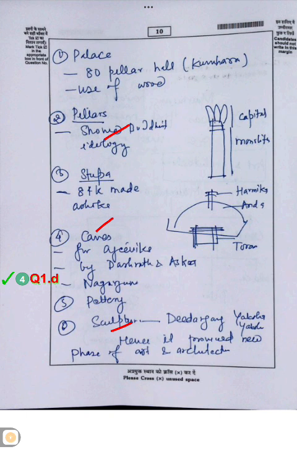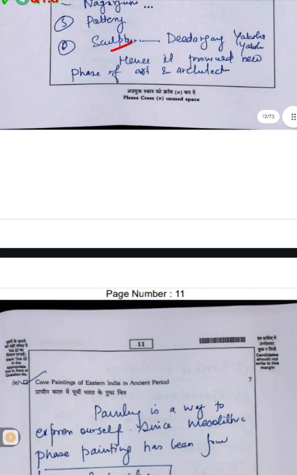Palace: 80-pillar hall, Kumrahar, use of wood, pillar. Buddhist ideology: stupas, 84,000 made by Ashoka. Caves for the Ajivikas by Dasharatha and Ashoka, Nagarjuni cave. Pottery, sculpture, Didarganj Yakshi. Hence, it provided a new phase of art and architecture.